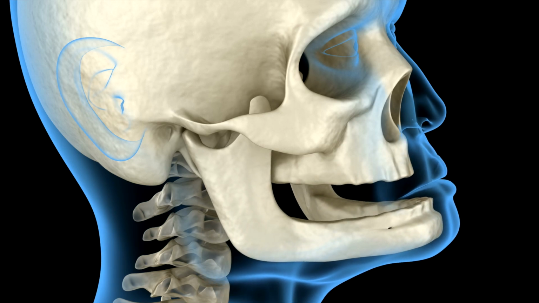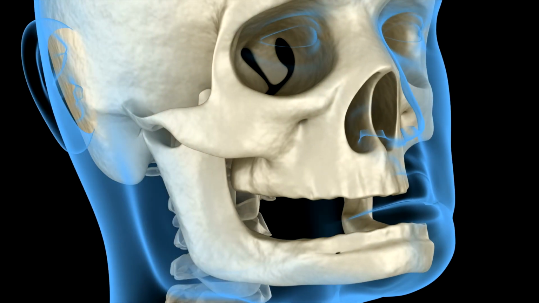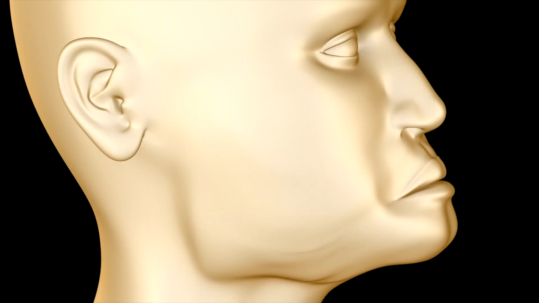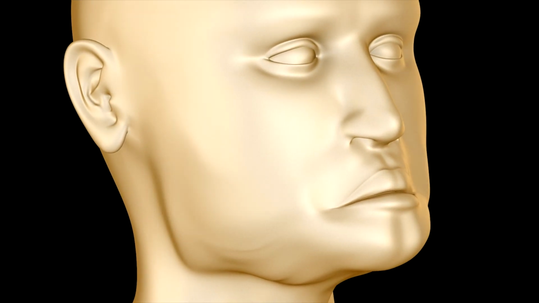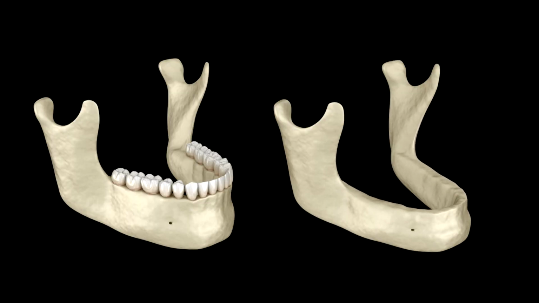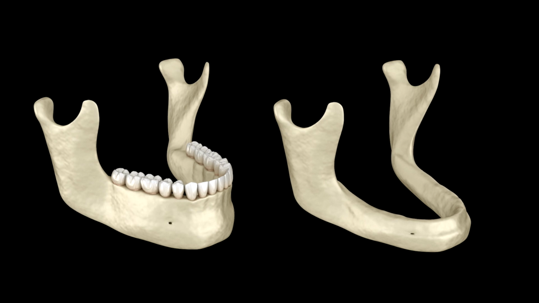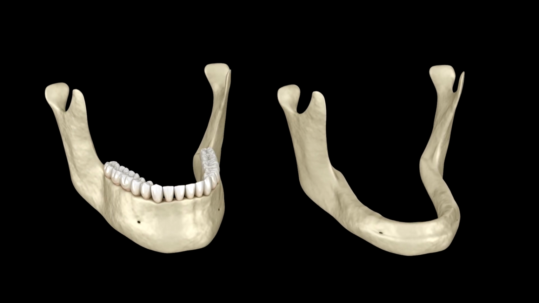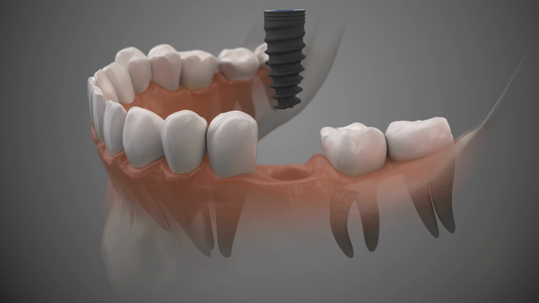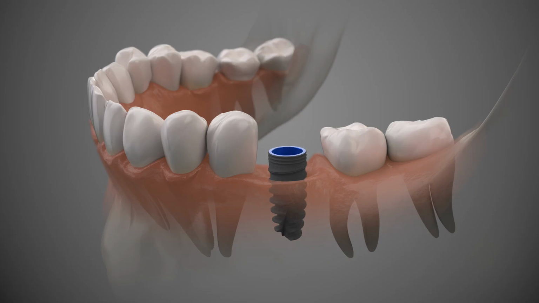Why does bone disappear? Because bone is a living tissue that responds to load. When the tooth is gone, the bone loses its mechanical stimulation and begins to shrink. In the first year after extraction, a patient may lose up to 40% of bone volume. Vertical loss, horizontal loss, and changes in density happen simultaneously. This is why immediate or early implantation is often recommended. If the surgeon waits too long, the bone may require grafting, sinus lifting, or complex augmentation procedures.